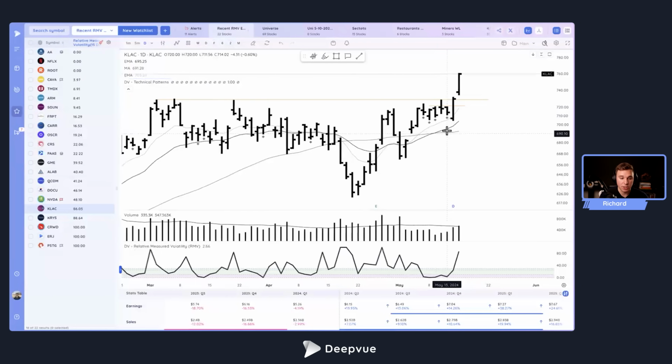So KLAC is a great example of how I like to use RMV, where we've got everything going for it. We've got the theme, the longer term trend, the growth, and then moving up the right hand side and forming a tight area. So I think this is a great example to end it on.